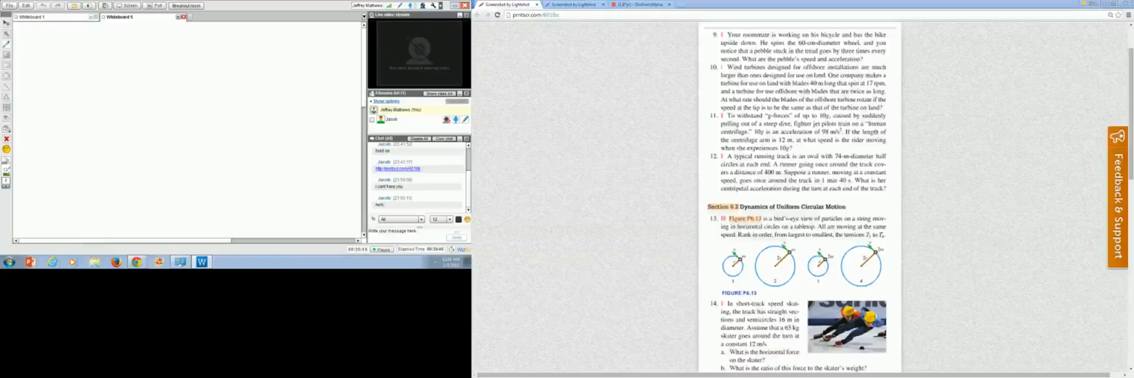Okay, so 11, radius is given. I'm just going to write the equations here, so you know which equations to use. Yeah, 13. 12. So you wanted to look at 13? Okay, which one do you want me to look at?